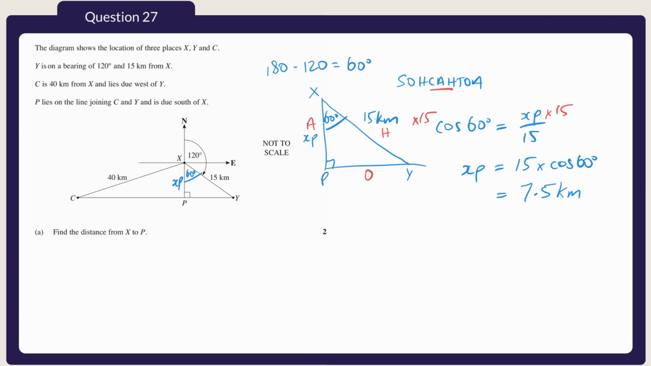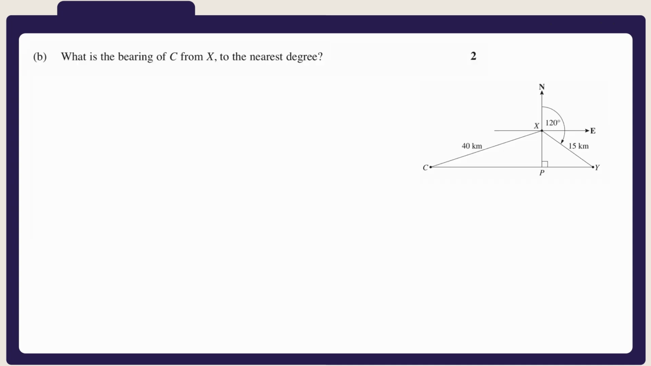Now I'll move on to part B of this question. So part B, again, is worth 2 marks, and it's asking what is the bearing of C from X. So we're after the bearing from X all the way around to C. I know that this distance here of XP is 7.5. So I'm going to label that. What I'm going to do is try and work out, well, what's this angle here?